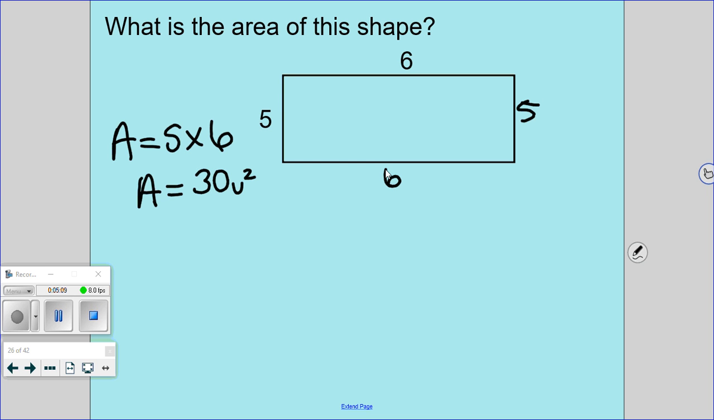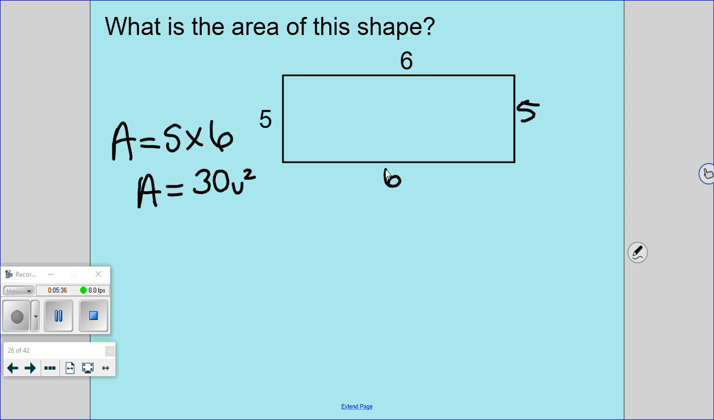Unless you're going to write it out as square units. Why do you have to do that? Because that is the type of unit you're using. You're using square units because you're using length and width to count. There are square units. Just because you can't see them does not mean they're not there.